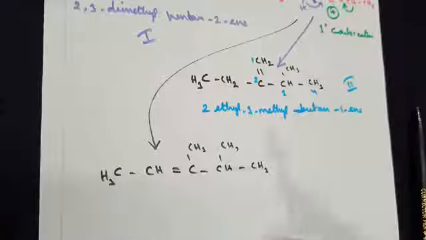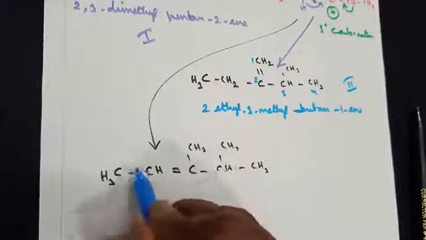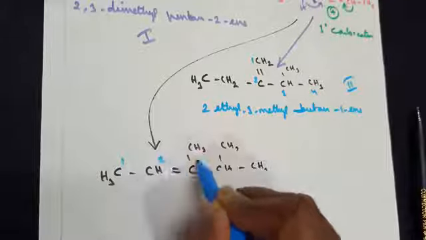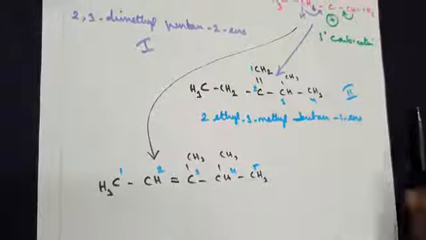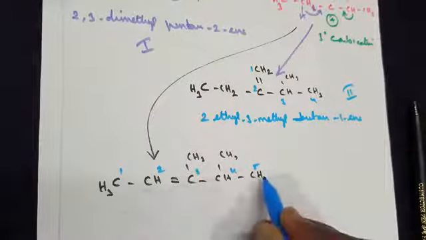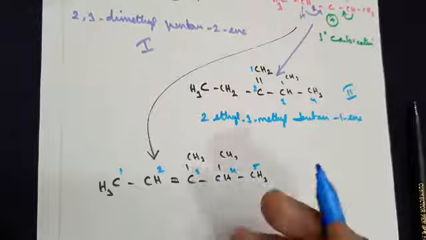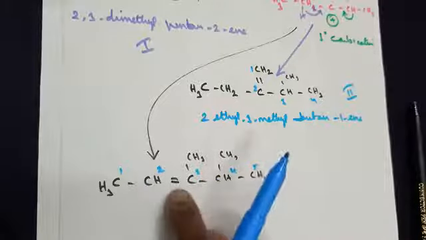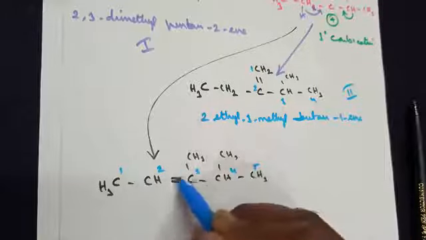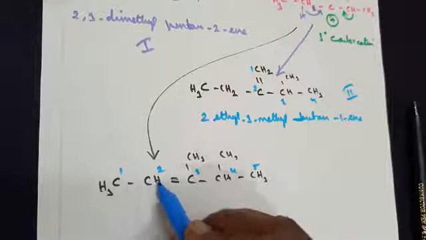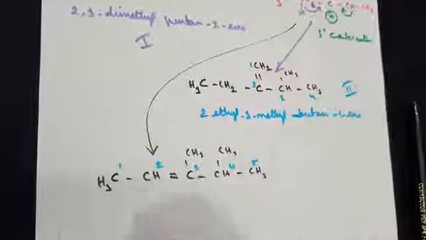Let's name it. As usual, the lower number should be given for the double bond: 1, 2, 3, 4 and 5. Let's name the product here. So how many carbons are there? 5 carbons are there, so something to do with pentane. After the second carbon, you've got a double bond. If you want, you can cross check: 1, 2, 3, 4, the number of bonds are balanced here.